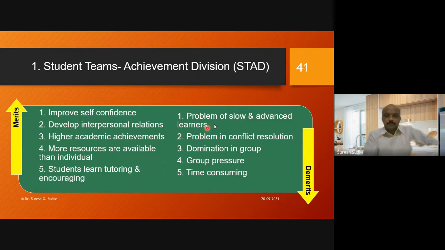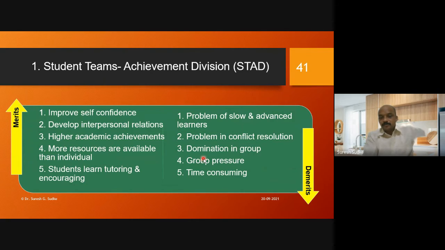But the problem is all about the slow learner and the advanced learner. The slow learners avoid participating in the team, and the advanced learners dominate the group, and that may produce conflict in the class. So problems in conflict resolution will be more. Domination in the group due to advanced learners is there.